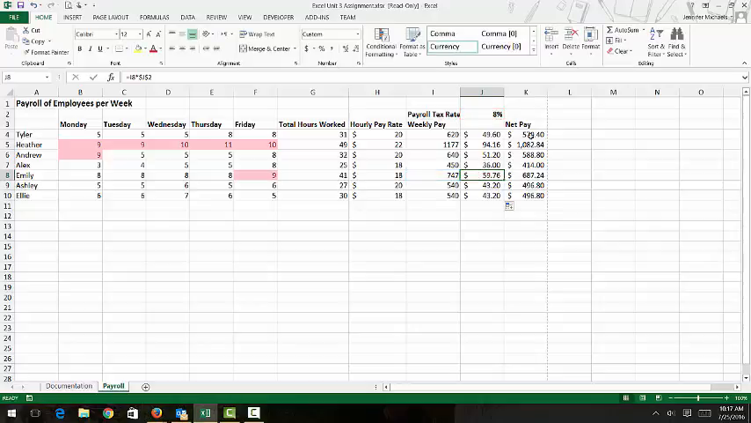Great tool in Excel. And then here with the net pay, again, you're not summing, you're just doing simple math. So the payroll minus the tax. Okay, and that gives you your function. So don't put that sum in there unless you're summing.